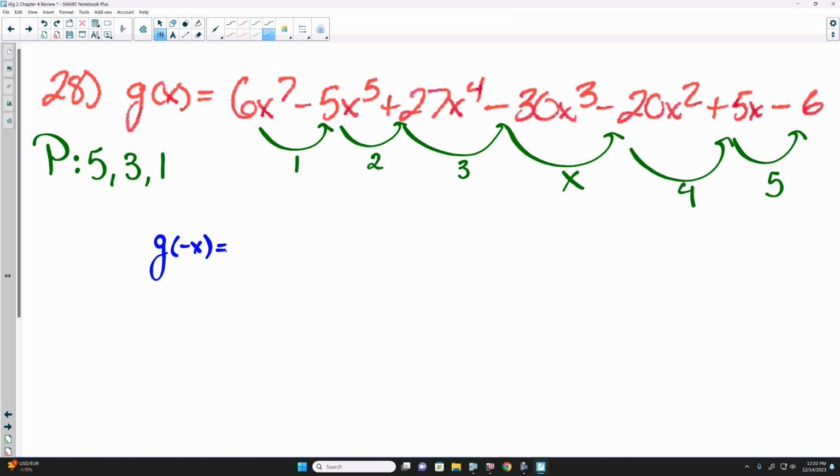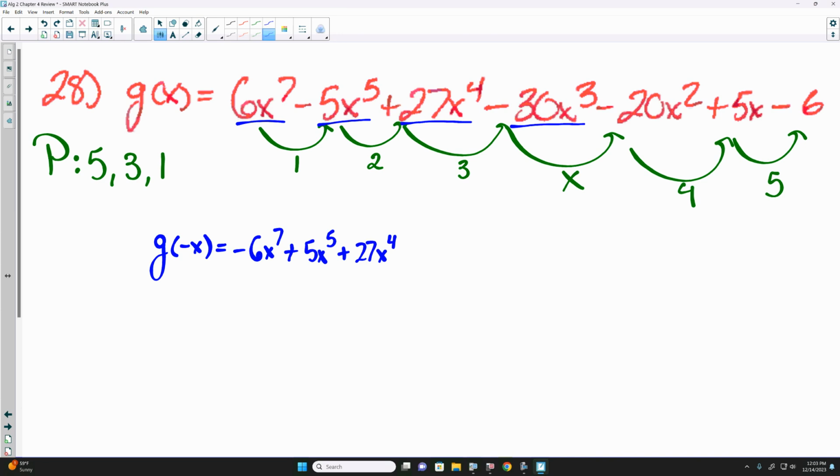So our first one is 6x to the 7th. Is the exponent even or odd? Odd, so we change it from positive to negative. Our next one is 5x to the 5th. Is the 5th power even or odd? Odd, so we change it from negative to positive. Our one after that is 27x to the 4th. Is the exponent even or odd? Even, so the sign stays the same.